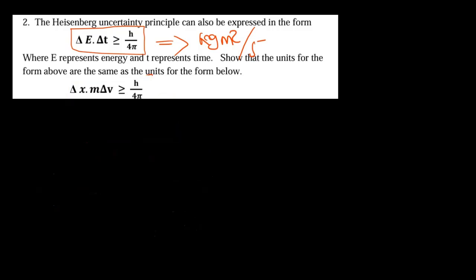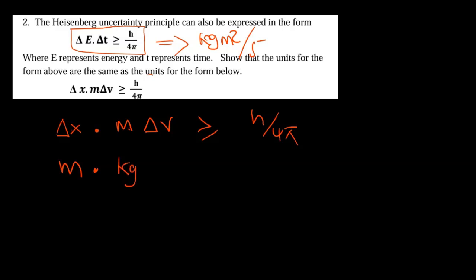So let's try. In the second formula we have the change of x, and then m, and then change of v, greater than or equal to h over 4 pi. From there let's get the units. This is the change of x. x is the displacement, so it is measured in meters, multiplied by this m here, which is mass, so I'll put kg, and then this is the change in velocity. We said velocity is measured in meters per second. You can write it as meters per second like this, and then whatever we have here.